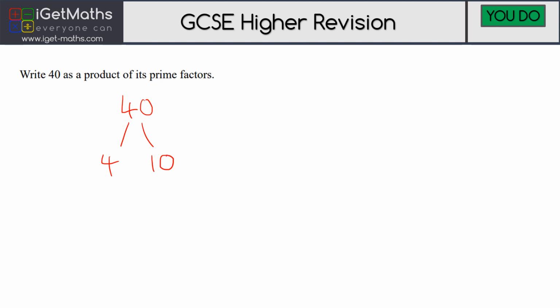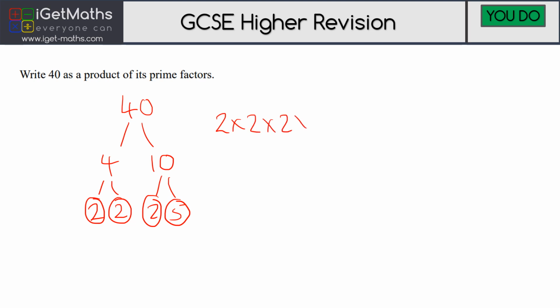4 is not a prime number, so I'll draw 2 branches, and you've got 2 and 2. And circle them because they're prime numbers. And then you've got 2 times 5, circle those because they are prime numbers. And then we're going to write down the product of its prime factors by doing 2 times 2 times 2 times 5. And that can be simplified down to 2 cubed times 5.